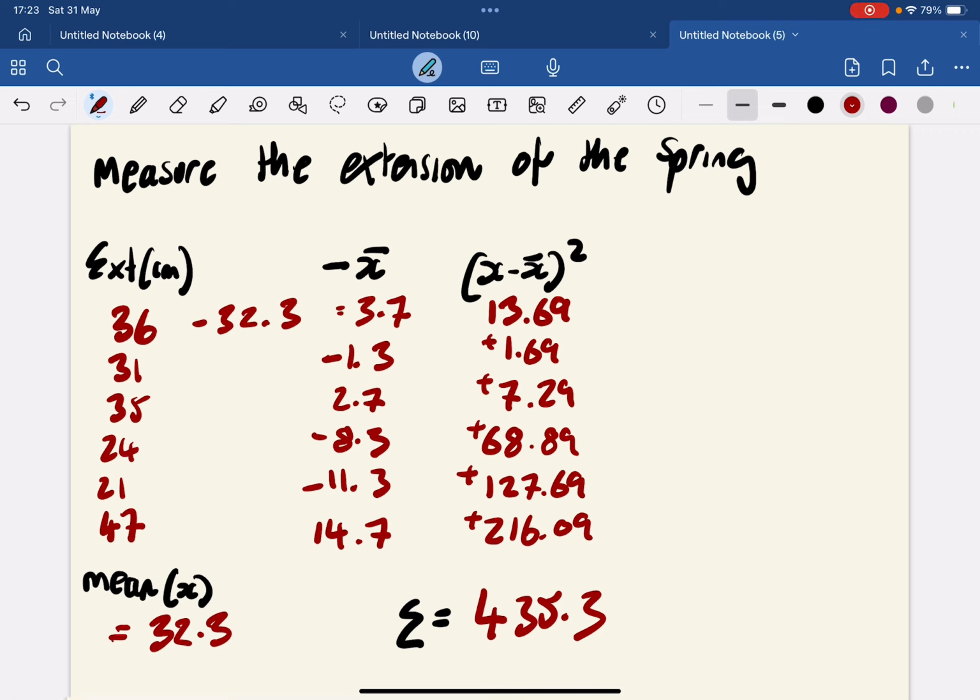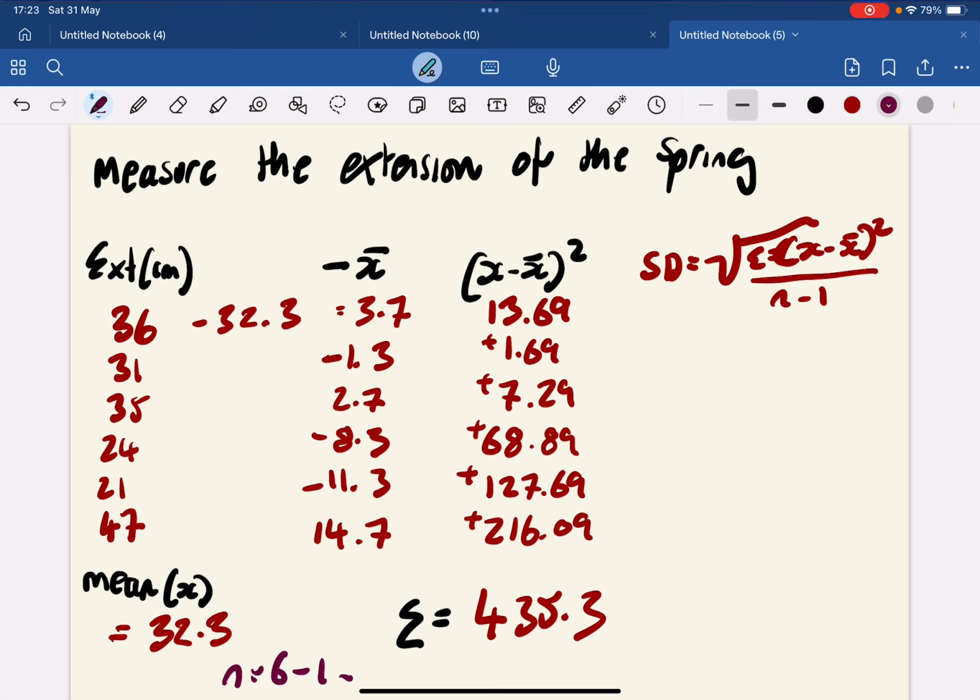So we've added those up here. When we work out our standard deviation, remember, that is equal to the square root of the sum of our result, take away the mean, squared, over n take away 1. Here we've got 6 trials, so n take away 1 will be 6 take away 1, which equals 5.